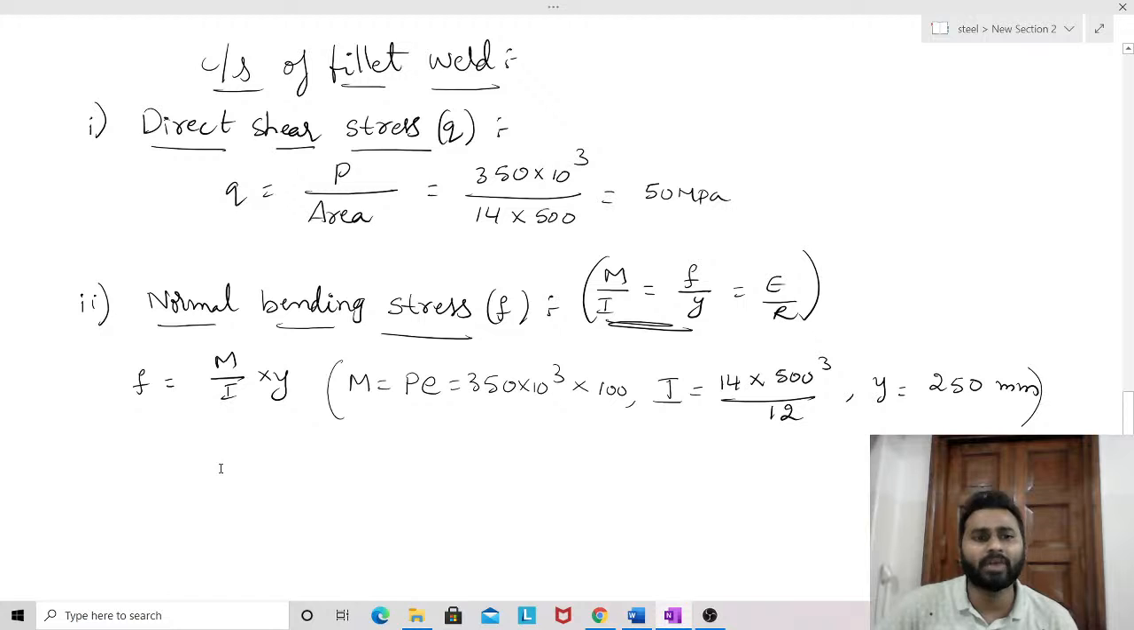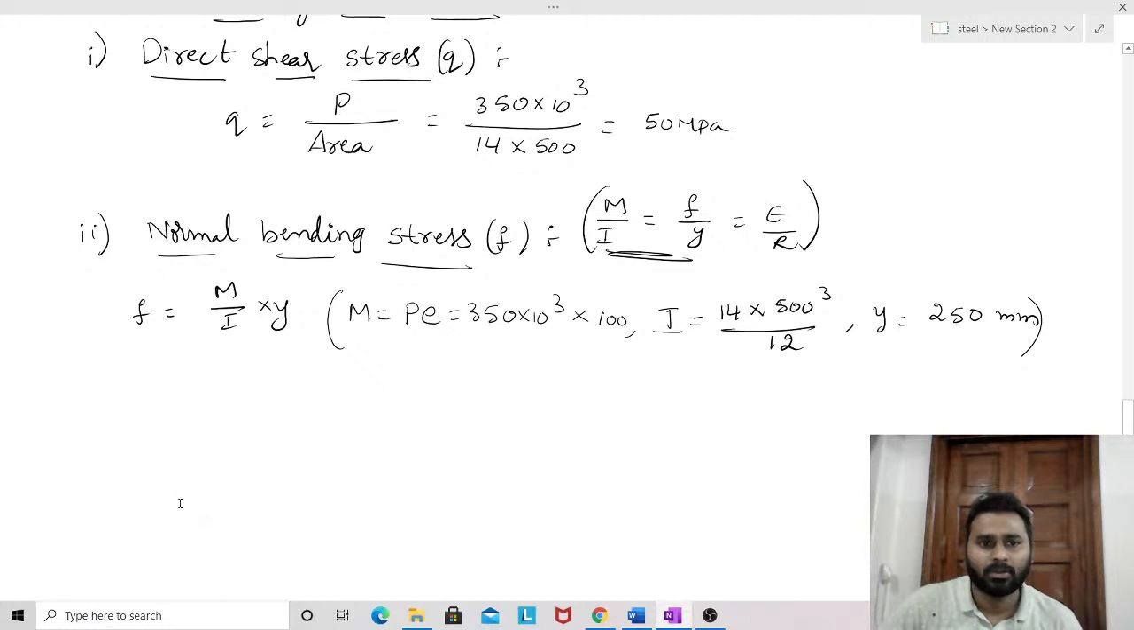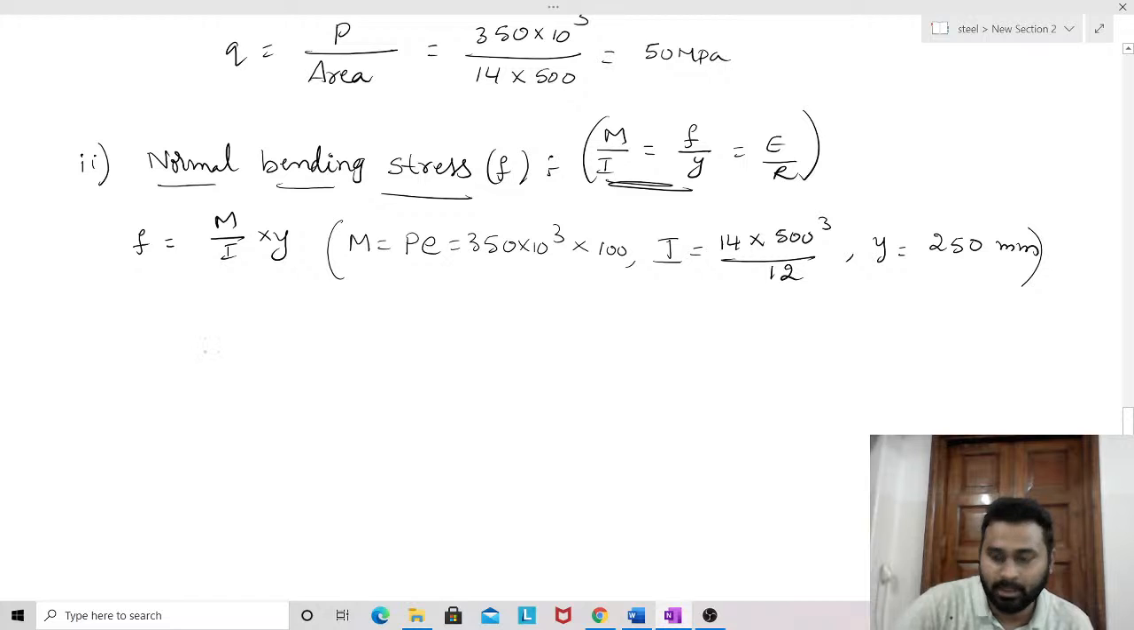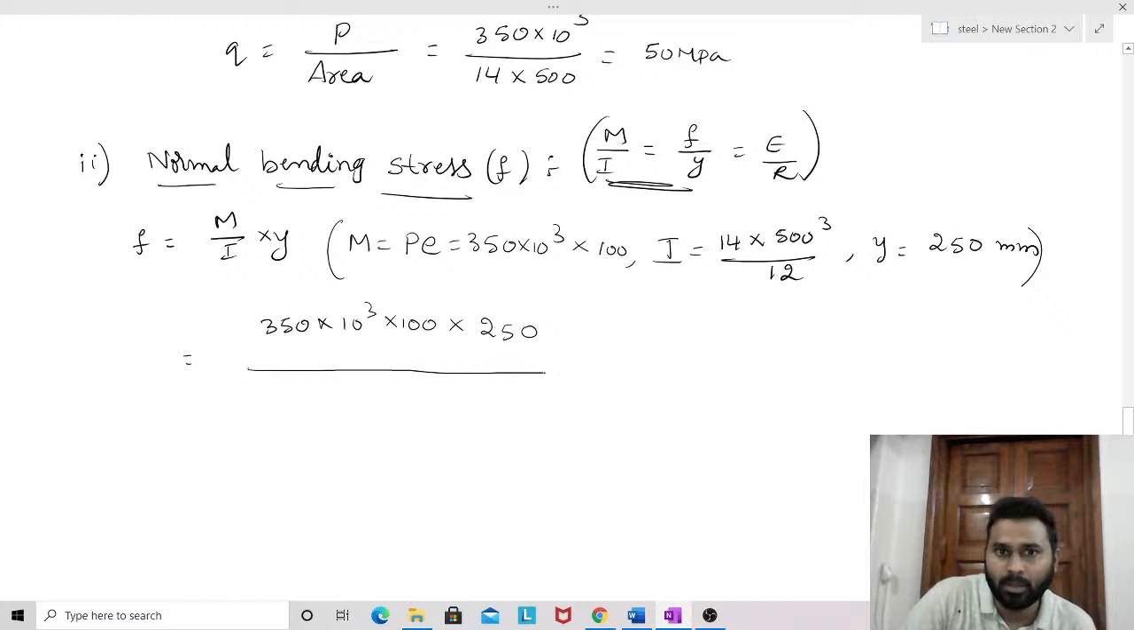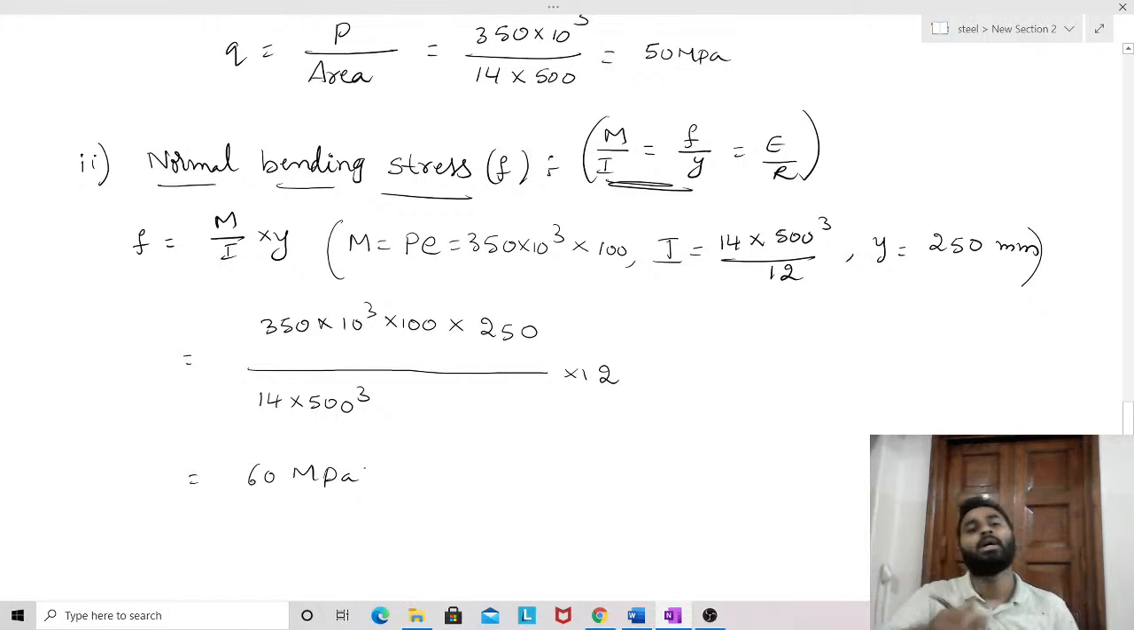Now let us substitute all these values to get the normal stress. So the moment is 350 into 10 cube into 100, and Y is 250, divided by the moment of inertia, which is 14 into 500 whole cube, and this 12 comes onto the numerator. Clear? So 350 into 10 cube into 100 into 250 into 12 upon 14 into 500 cube. Upon simplifying, we get 60 MPa. So now we have calculated the direct shear stress and the normal bending stress.